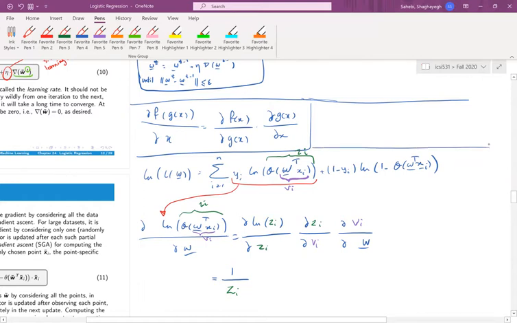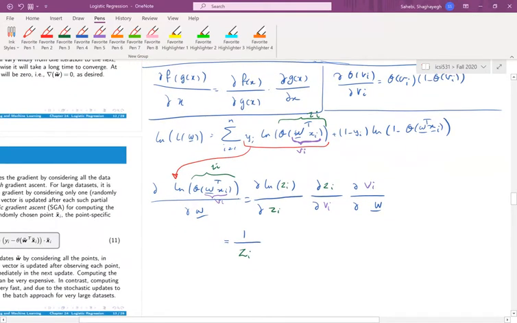So the derivative of the sigmoid function, the derivative of theta Vi with respect to Vi, is going to be equal to theta Vi multiplied by 1 minus theta Vi. You can actually do that yourself at home. So basically, the derivative of Zi with respect to Vi is theta Vi, right?